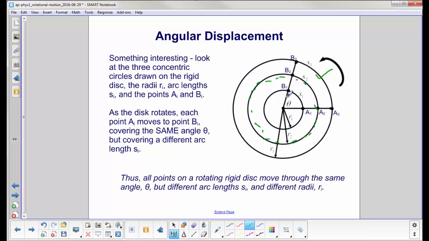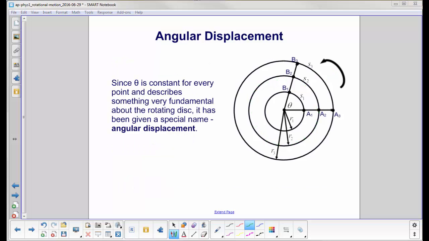We will then move on to this last circle with a radius of R1, arc length of S1. You move from point A1 to B1. You go along this arc length and you still cover the same angle theta. All points on a rotating rigid disk move through the same angle theta, but they have different radii. Can you see how this first circle had R1, then R2 was a little bigger, R3 was the biggest, and they each had different arc lengths, but one thing was the same. The angle theta was true for all three of these concentric circles.